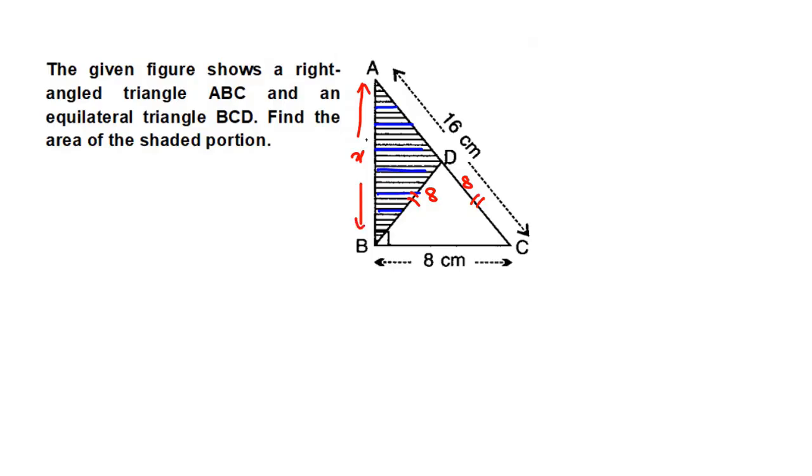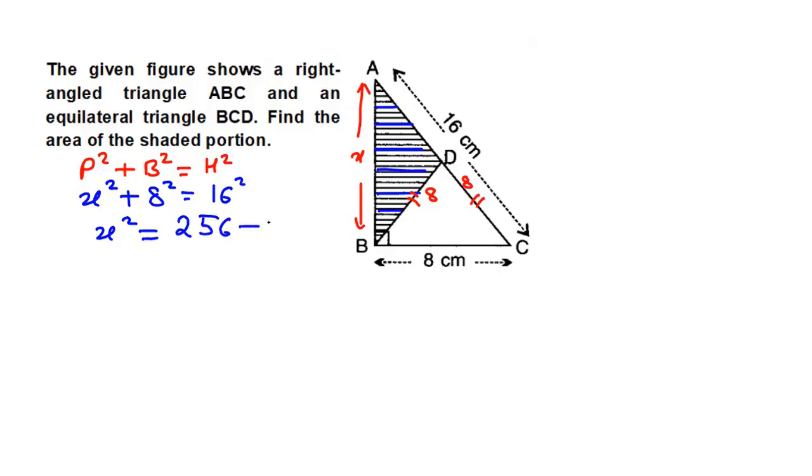Now we can find the value of x by using Pythagoras theorem. Perpendicular square plus base square is equal to hypotenuse square. So here x square plus 8 square is equal to 16 square. So we'll get the value of x square. x square will be 16 square, that is 256, minus 8 square, that is 64.